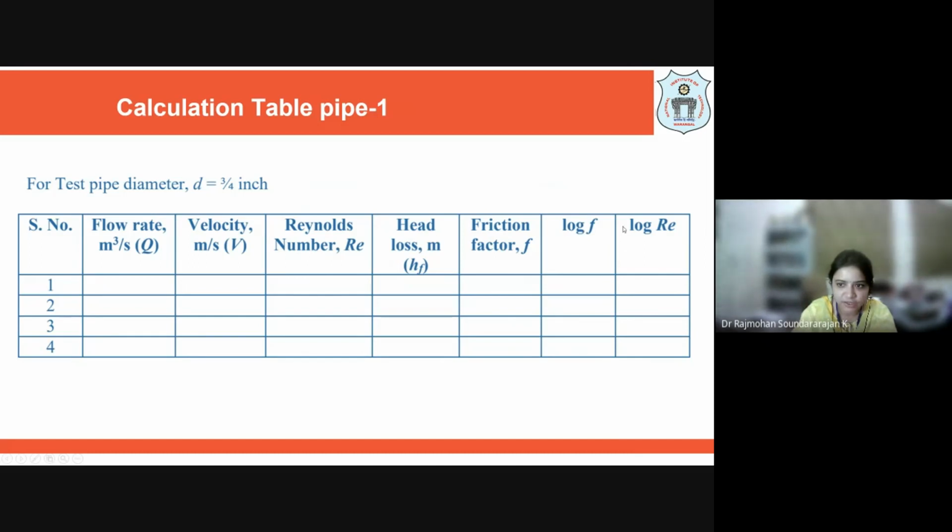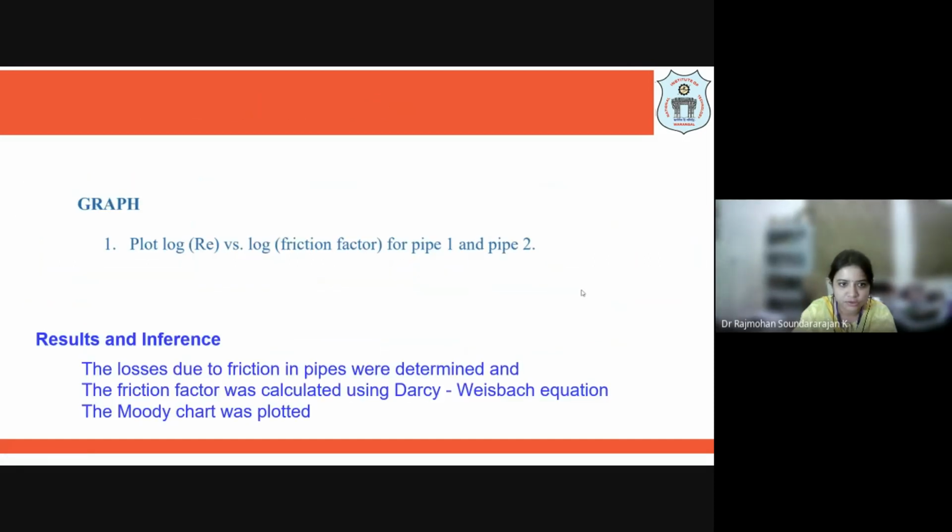Finally, after finding the log of the friction factor and the log of the Reynolds number, we need to plot them in a graph. This graph will be the plot of the Reynolds number versus the log of the friction factor for both the pipes. After drawing the graph, we need to give our result and inference.